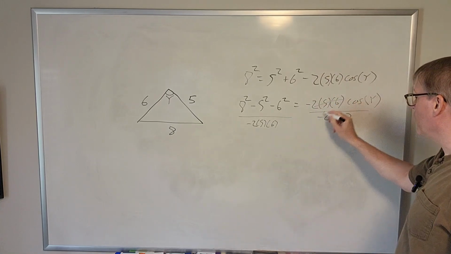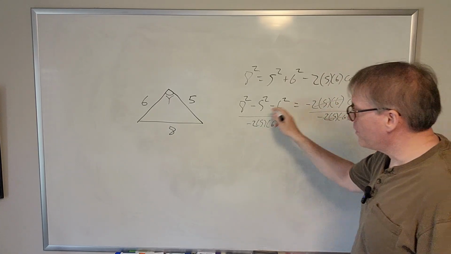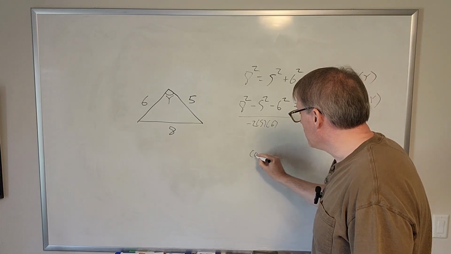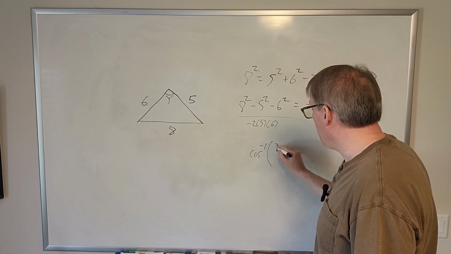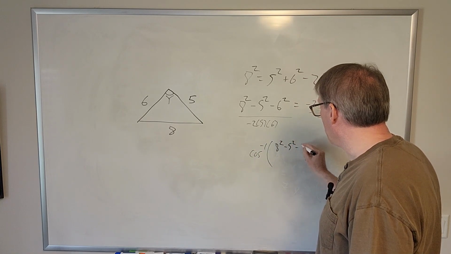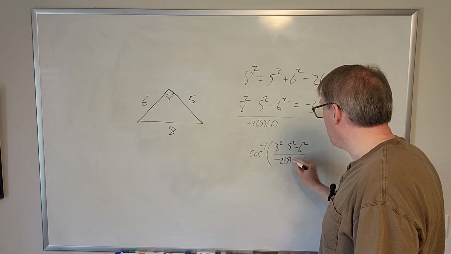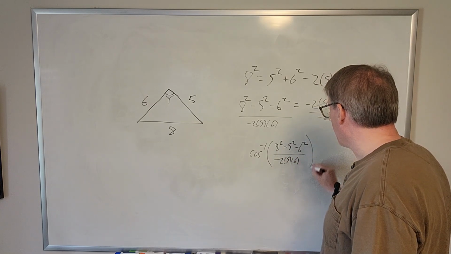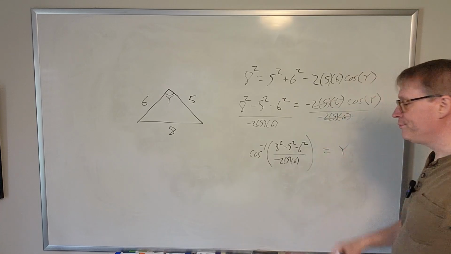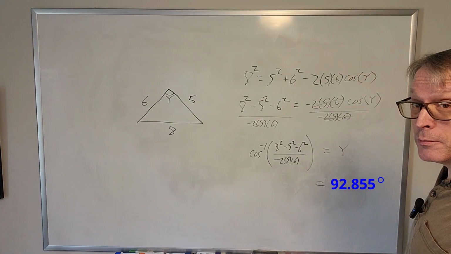So those cancel. And then if you want to know what y is, take the cosine inverse of this guy. So it'd be cosine inverse of 8 squared minus 5 squared minus 6 squared over minus 2 times 5 times 6. And that would be your y, which is approximately that number.